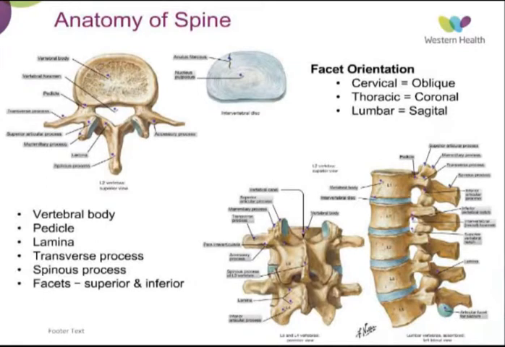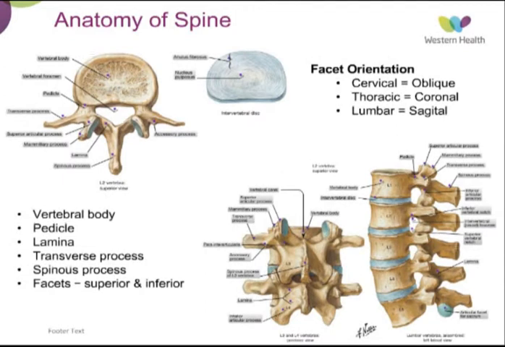And here, some more anatomy of the spine. Here's the vertebral body. We have here the pedicles, the lamina on each side, spinous process, transverse process, and we've got the superior and inferior articulating facets. The intervertebral disc lies in between the bony vertebrae.